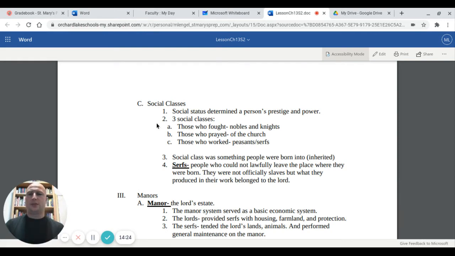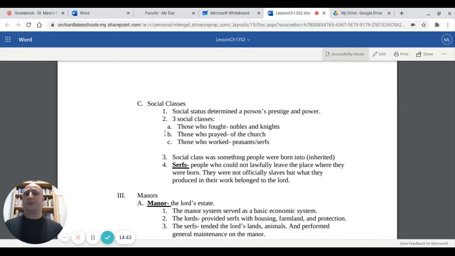It's a little bit different. It's those who fought. Those were your nobles and your knights. Those are the people who pledged to the king. If you were a noble, if you were a knight, you pledged to your noble that you were going to provide military service in exchange for land of your own.